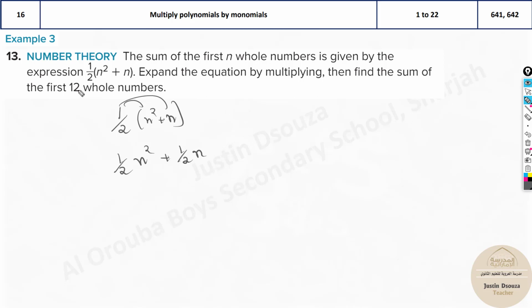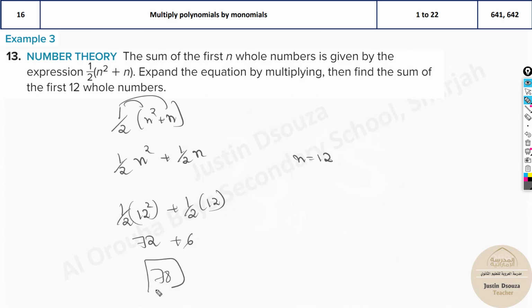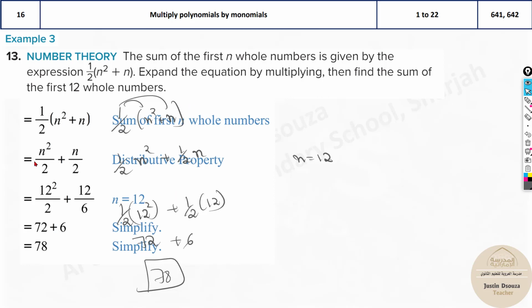Now over here they have told the first 12 whole numbers. This is the sum of the n whole numbers, any number. But we just want the first 12, so substitute n equals 12 and solve. It'll be half 12 squared plus half of 12. So 12 squared is 144, half of that is 72. You can put this in a calculator also. Plus 6, it'll be 78. So that should be the answer. Let's just check. Yeah, that's it. There's nothing much over here to do.